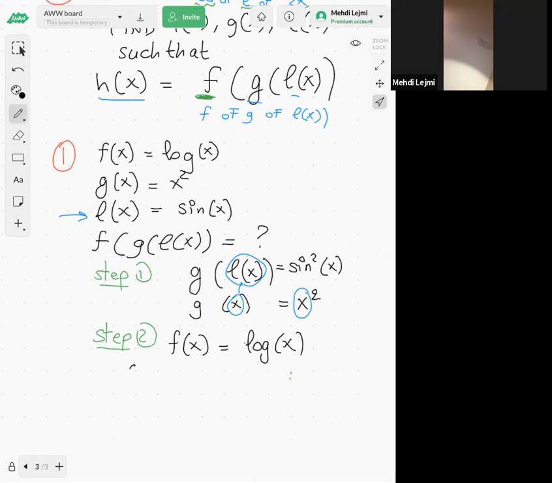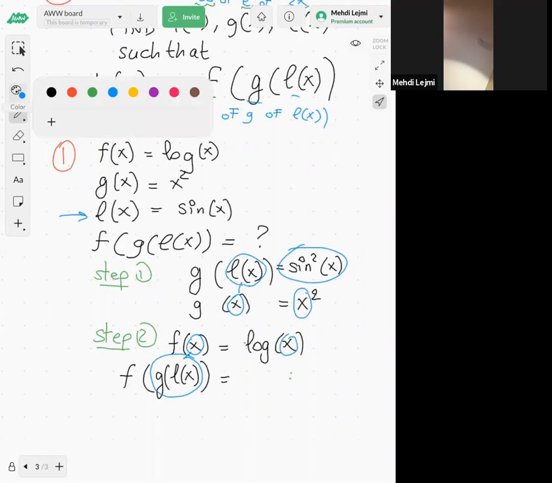So then the question is, what will be f of g of L of x? You need to substitute x, this x here, by the g of L of x. Here's g of L of x, right? It's the sine square. So that's log of g of L of x. So it's log of sine square of x.